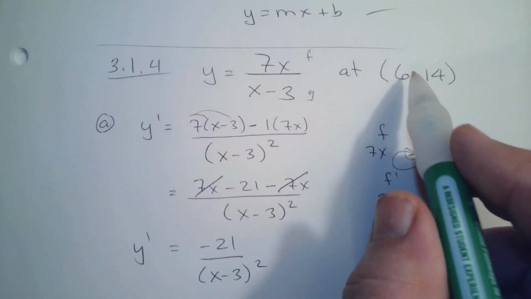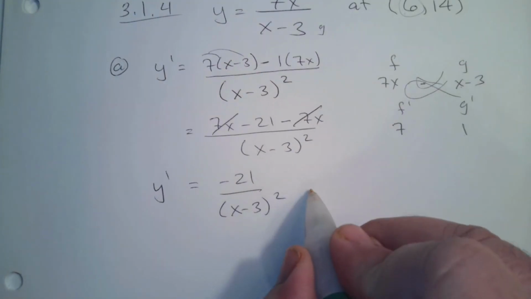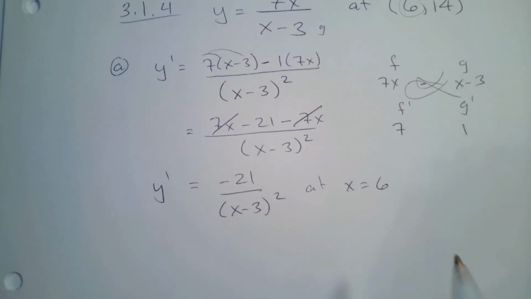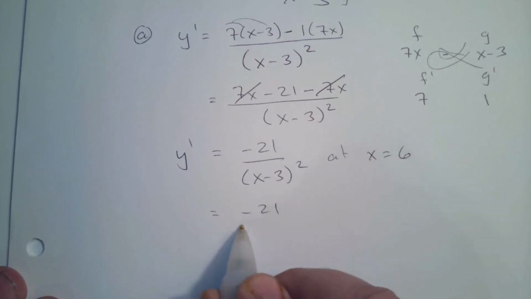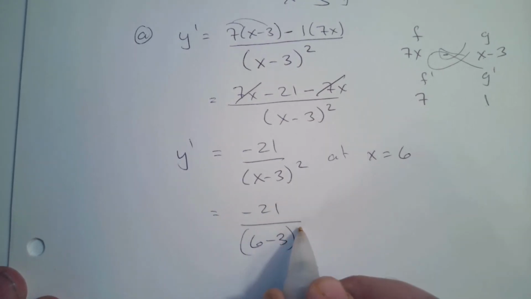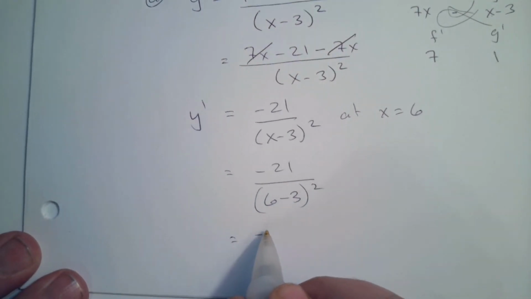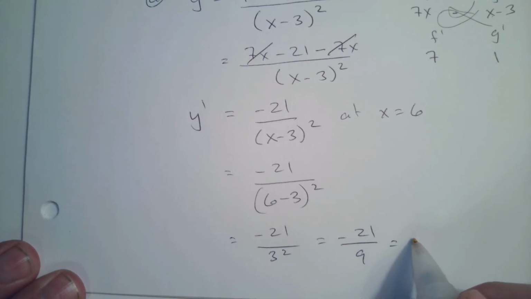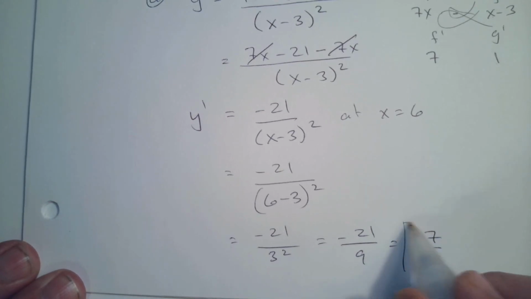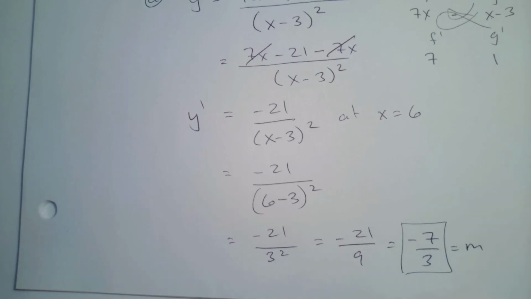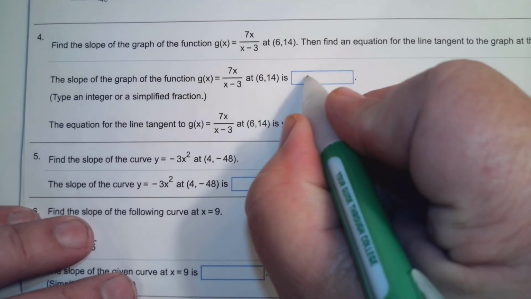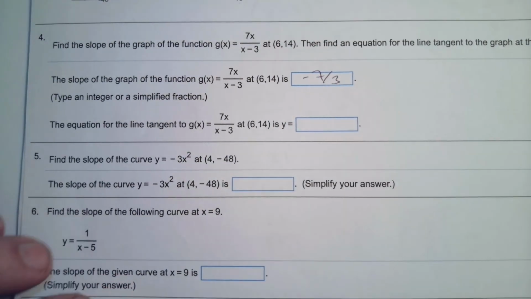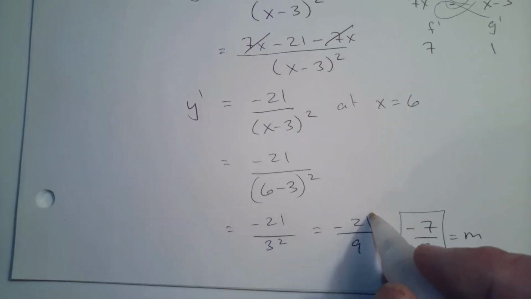Now it said at 6, 4, so I use this x value, at x equals 6. So it's negative 21 over 6 minus 3 squared, negative 21 over 3 squared, negative 21 over 9, negative 7 over 3. So that's my slope, because they both have a 3 in common.